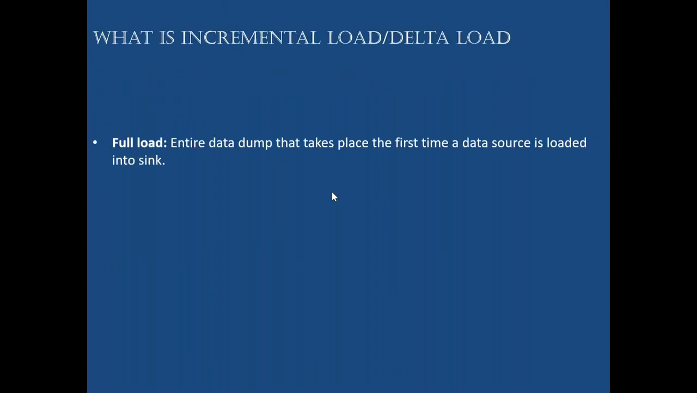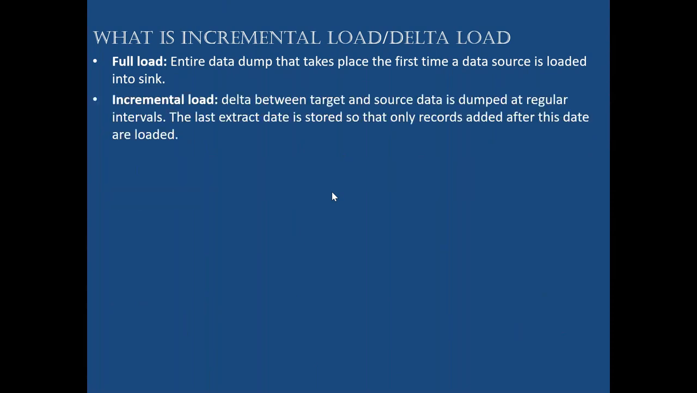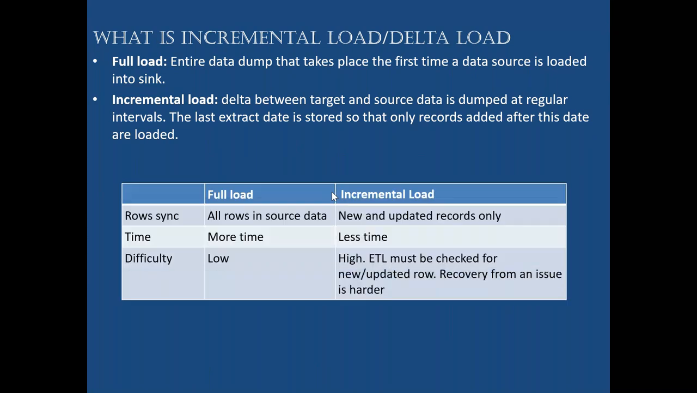What is incremental load or delta load? Full load means the entire data dump that takes place the first time a data source is loaded into the sink. Incremental load means the delta between target and source data is dumped at regular intervals. The last extract date is stored so that only records added after this date are loaded. So we will be using the watermark column to identify new records and copy only those records into the target.